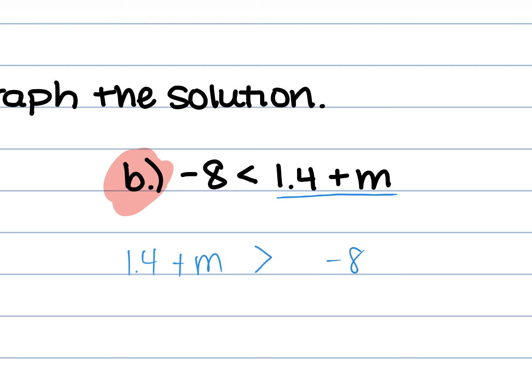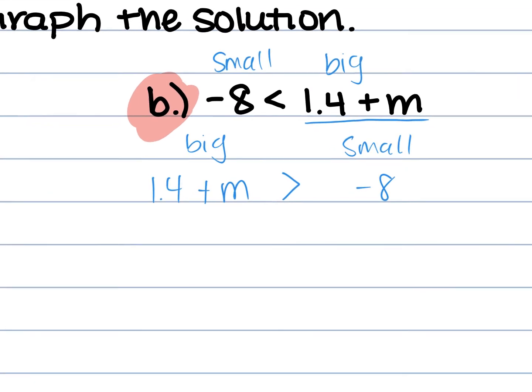Good. Do you see how my alligator still needs to face the 1.4 and the m? Because that's still the bigger side. We're going from big over here and small over here to big over here and small over here, okay? We need to maintain inequality here, so it needs to make sense. So this is our new inequality.